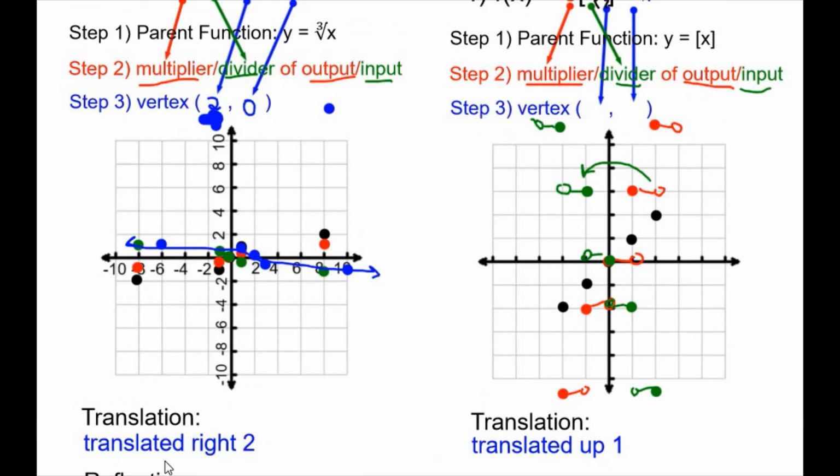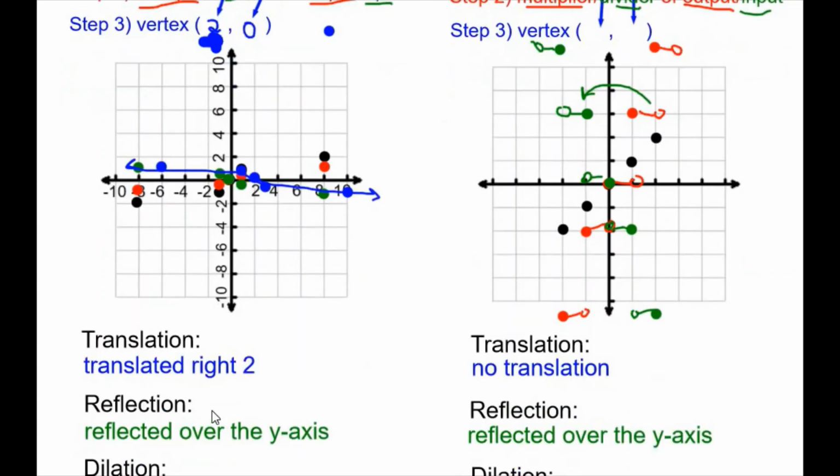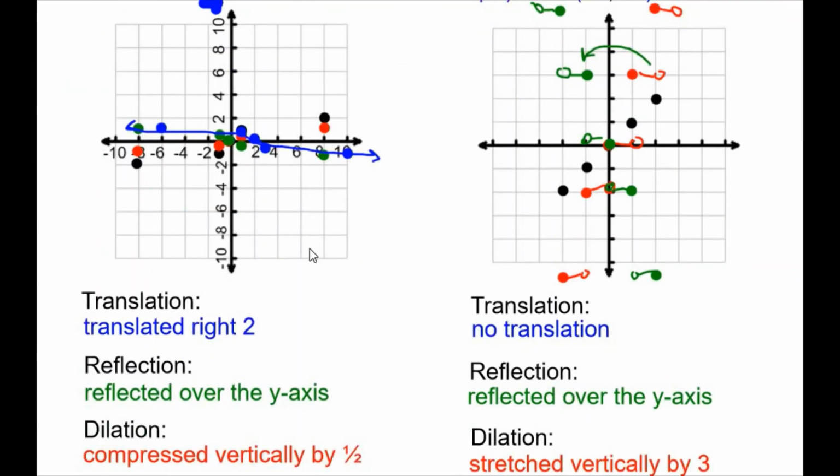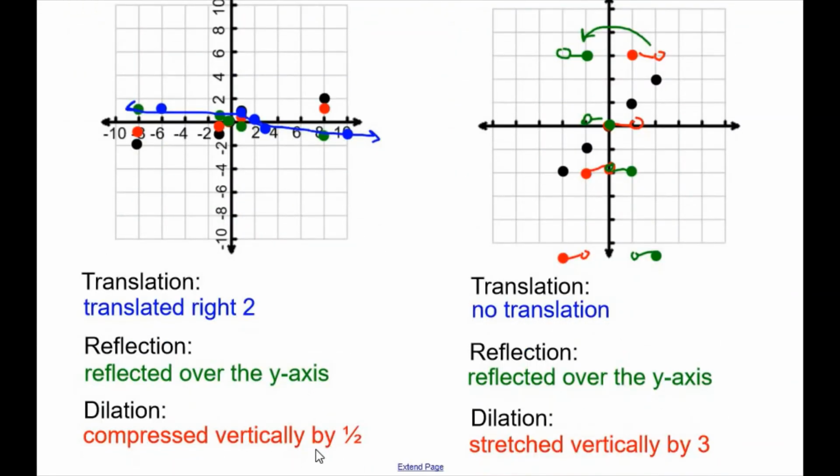The first one we translated right 2, as you can see. This one had no translation. This must be left over from another problem. So this one had no translation. This other one here, they both reflected over the y-axis because of these negatives that were in both of them on the inside of the grouping symbol. This one was compressed vertically by 1/2, making it a skinnier graph, but we don't want to say skinnier or smaller. We want to say compressed vertically, so we're precise. It's important to be precise in math. And this one was stretched vertically by 3. You can see that it was at 1 and then it went to 3.